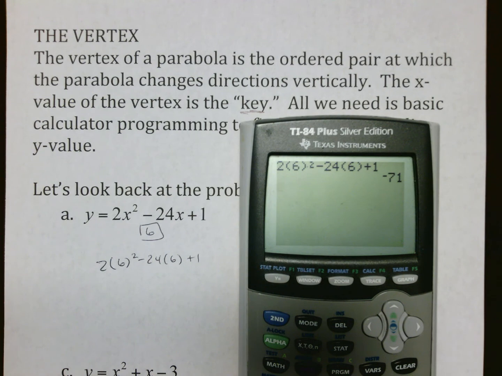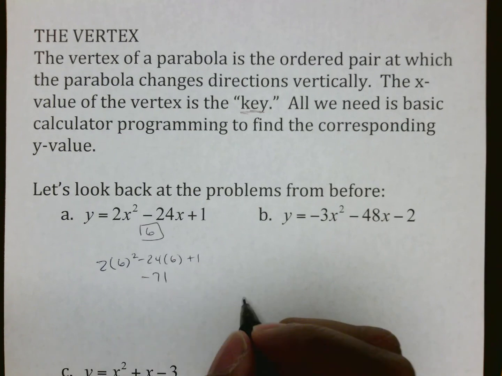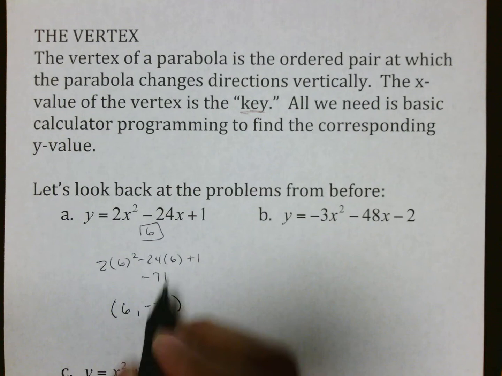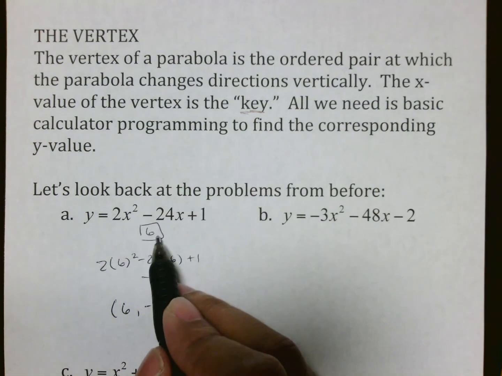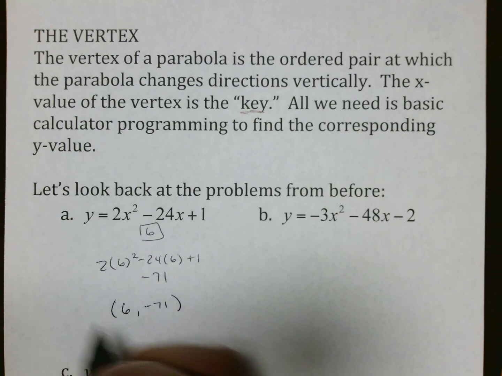I hope I did that right. 2 times 6 squared minus 24 times 6 plus 1. So that equals negative 71. And so your vertex is 6, comma, negative 71. Because this is the value of x that we found as the key. That value of x led to that y. This is now your vertex.